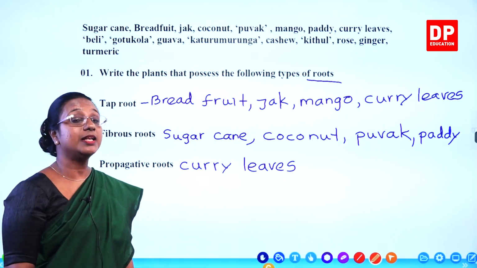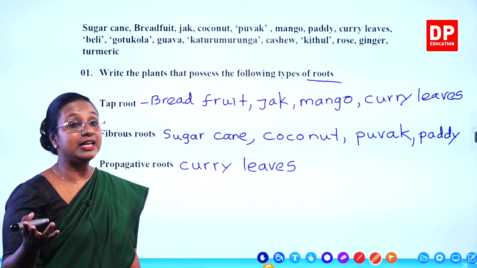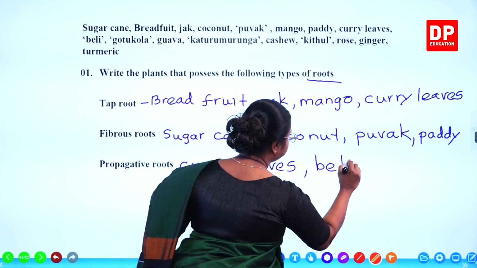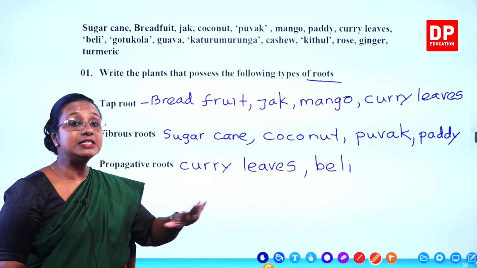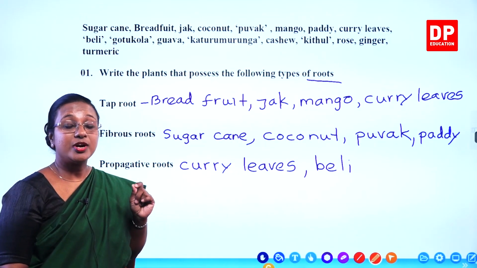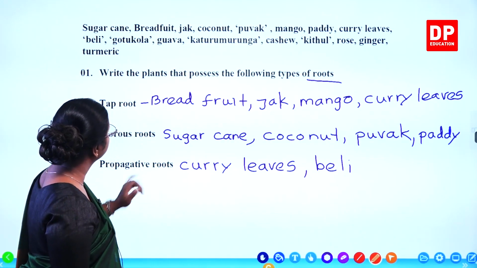Then we have to look at bailey. Now bailey, what type of root is that? That is also taproot. Again, it is a propagative root. So bailey comes here. Then gotukola. Gotukola, it is a runner and it usually forms the fibrous, or it's actually the adventitious root. So we won't be writing it here.